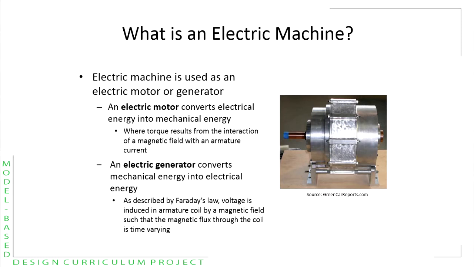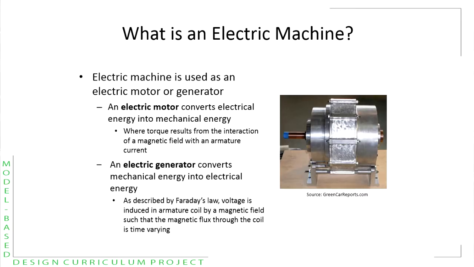An electric motor converts electrical energy into mechanical energy, where torque results from the interaction of a magnetic field with an armature current. For example, a fan that you use to cool yourself during a hot summer day. You plug it up and the fan rotates. You unplug it and it stops working. Without providing voltage to the fan, current will not be produced to convert electricity to mechanical torque.